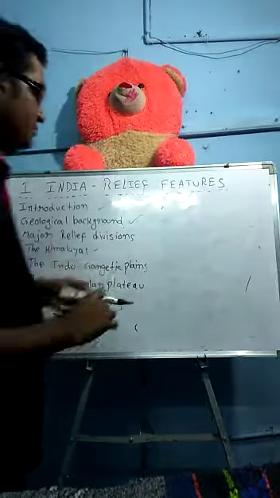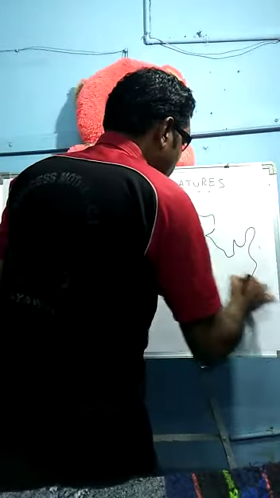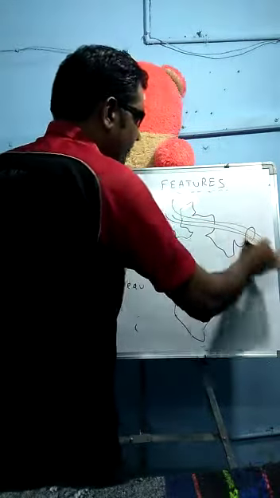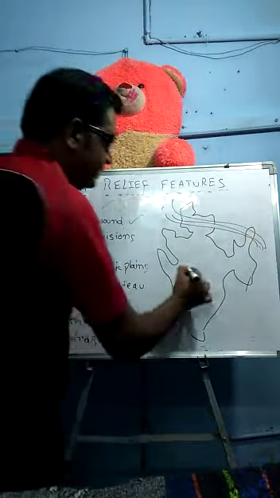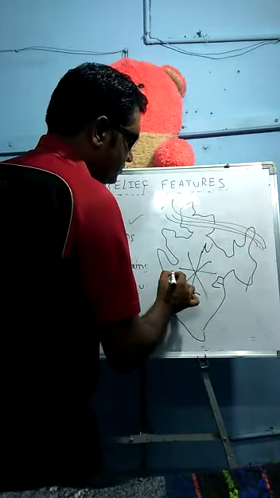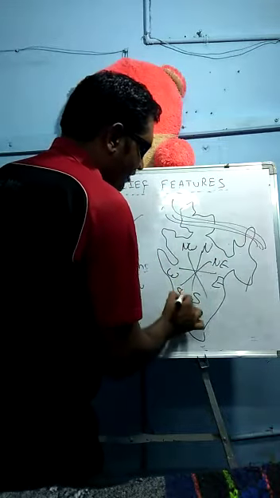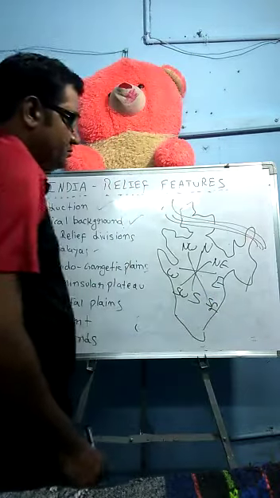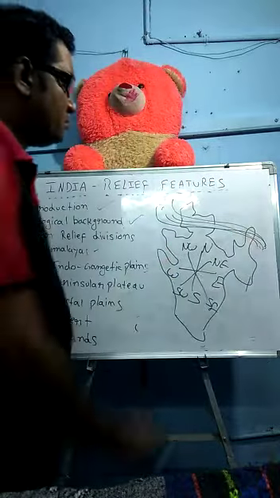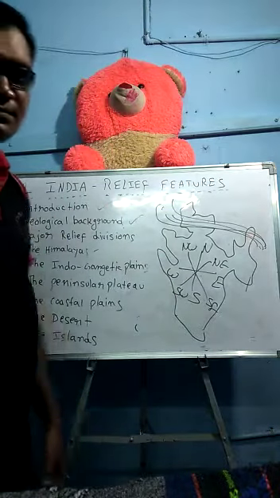Here the Himalayas are located on the north side of India. In this area the Himalayas are located. Okay, I will say the directions: north side, south side, east side, west side, north east side, north west side, south west side, south east side. The Himalayas occupy the north west, north, and north east sides of India.